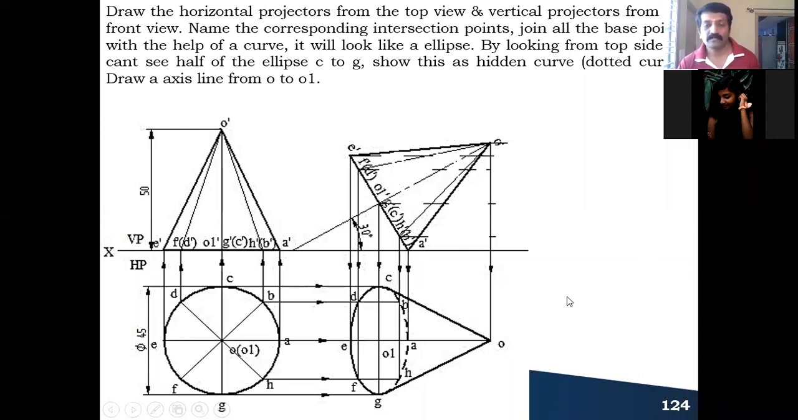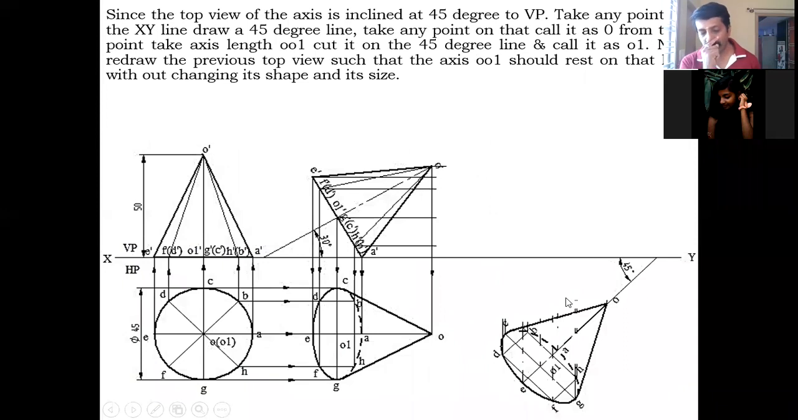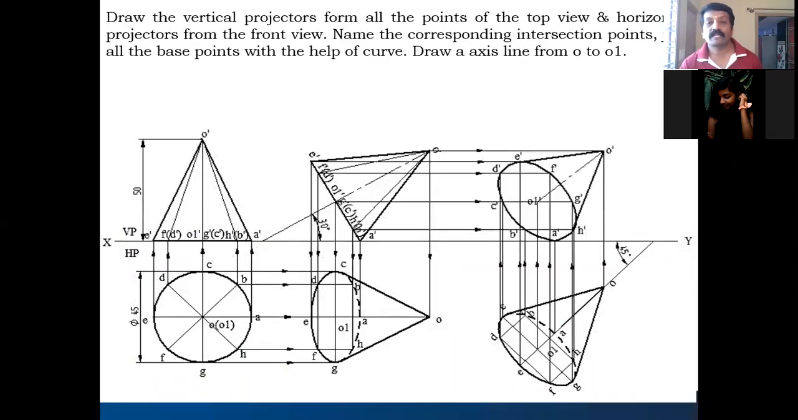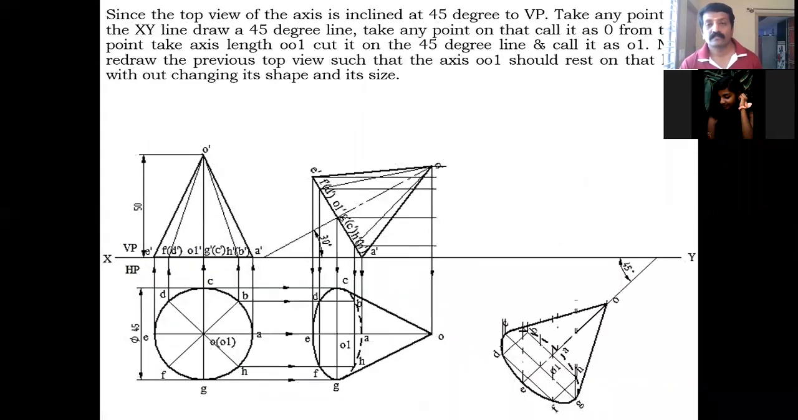That's all. Now coming to the third position, he himself has given the apparent inclination. The top view of the axis is inclined at 45 degrees. You take 45 degrees in any direction, either this direction or this direction which I have drawn, and on that line you take any one point and call it the O point. Take this O to O1 distance, this is the center, you cut it here, O to O1 you get. Similarly, O to A distance you can take on the same line, you can cut it. O to E point also you can take on the same line. So box method you can go for to get the other points.